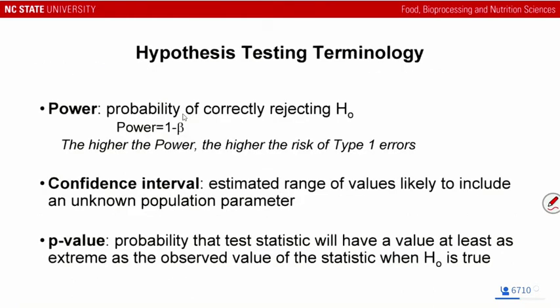So before we get too far into it, just a couple other things to jog your memory or introduce terms to you. Have you heard the term power? It's the probability of correctly rejecting the null hypothesis. We're not necessarily going to use that. These are terms I just put out there in case it helps you. The confidence interval is the estimated range of values likely to include an unknown population parameter. And that's where you'll see the 95% confidence interval is associated with the alpha of 0.05.